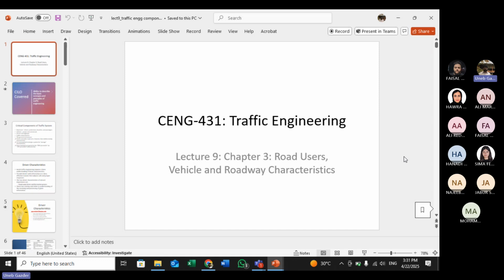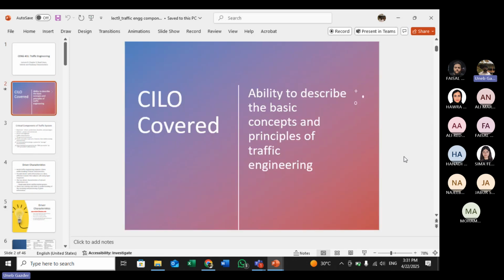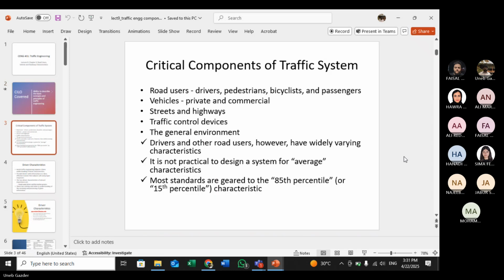The chapter is about road users, vehicle and road characteristics. Okay, we are covering the basic concepts. So you can see basic concepts about road users and highways you have already covered. Okay, but it's part of the syllabus of the course. So we go through it in the end as a revision. And obviously it will help you and it will revise what you have done in this course as well.